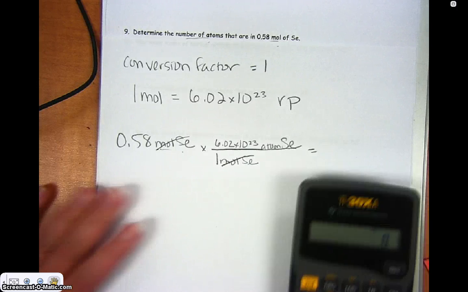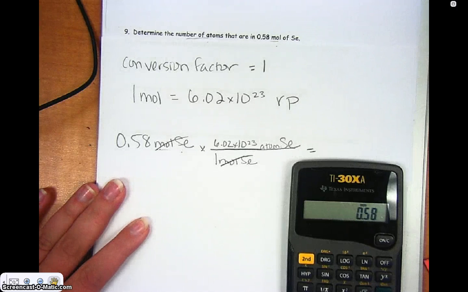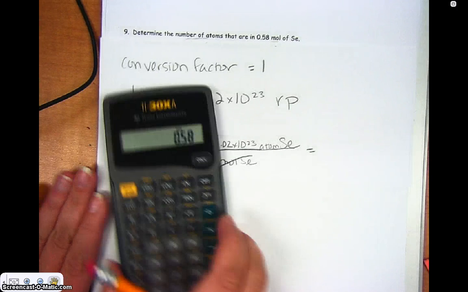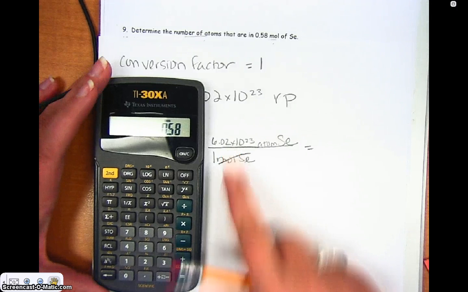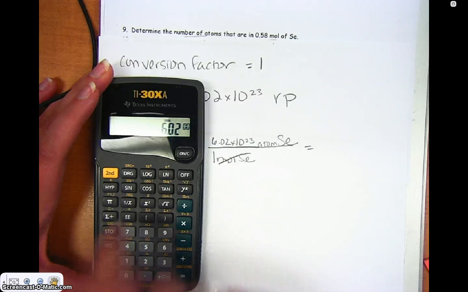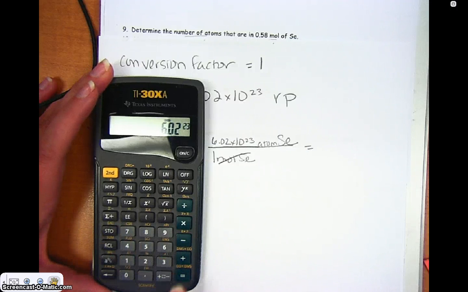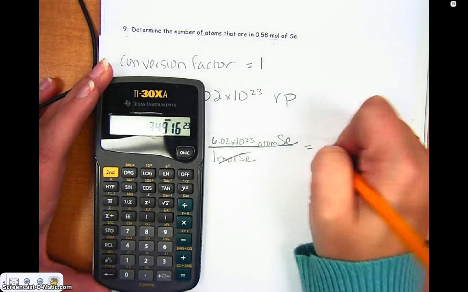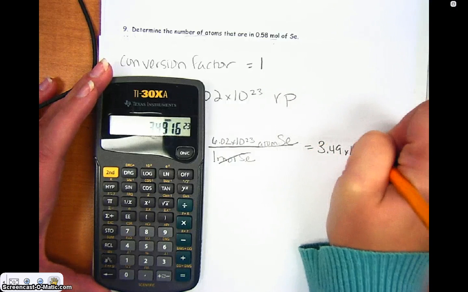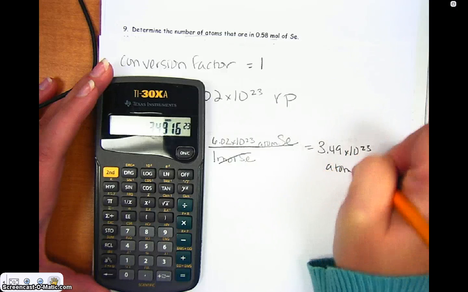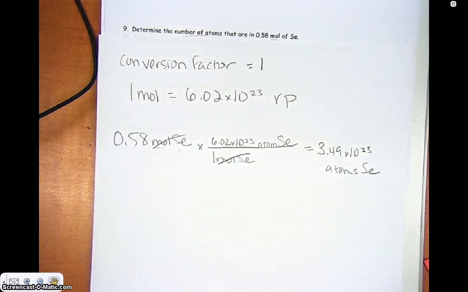So I have 0.58, and then multiply by, and remember to punch in my number in scientific notation, I'm going to do 6.02 EE to the 23rd, and hit equals. So my answer is 3.49 times 10 to the 23rd atoms of selenium. That's what I have in my sample.